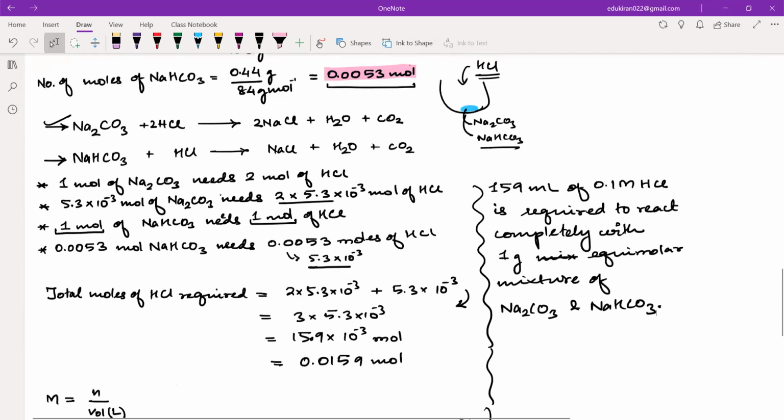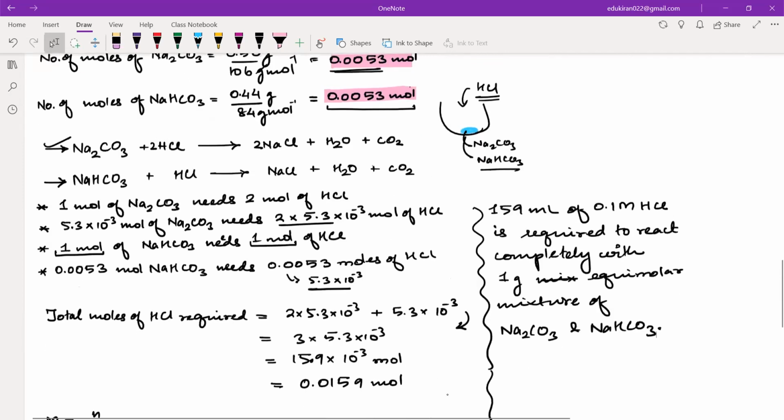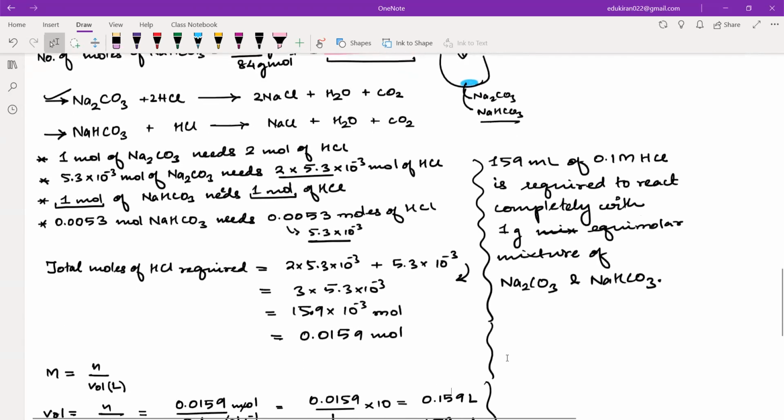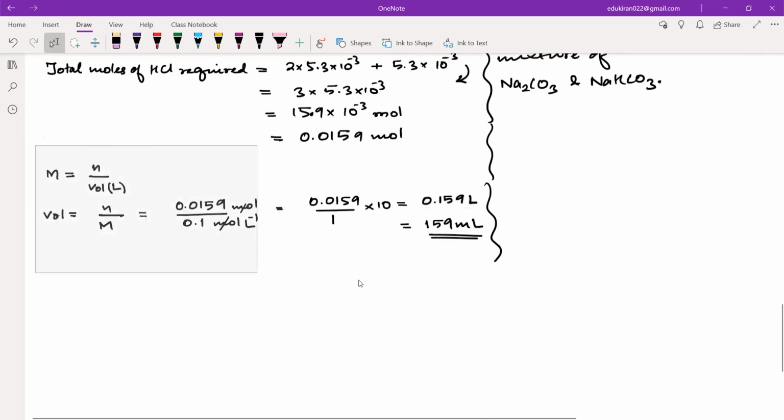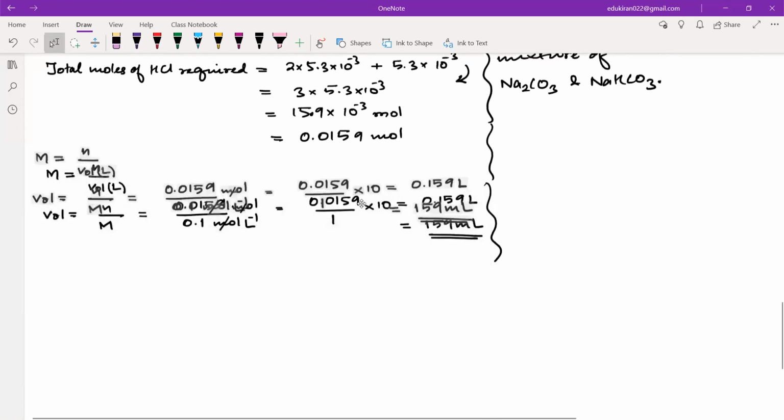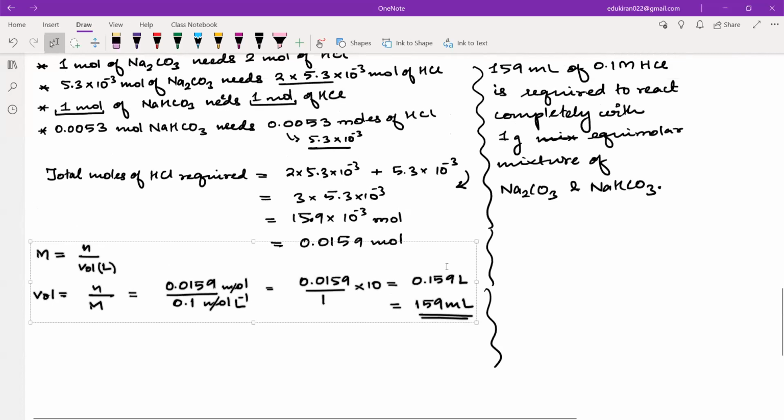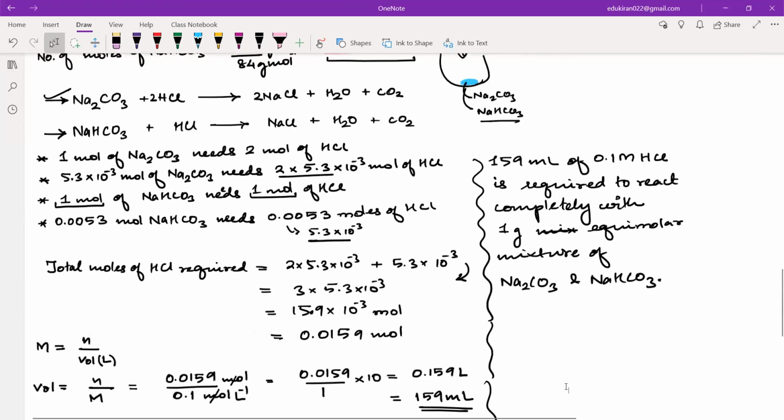Do I need to go above? I don't think so. I think you need to write from here only. Let me get this a bit above. Chalo. I think you need to write the chemical equation, the mole statements, total number of moles, and then the volume that is required.